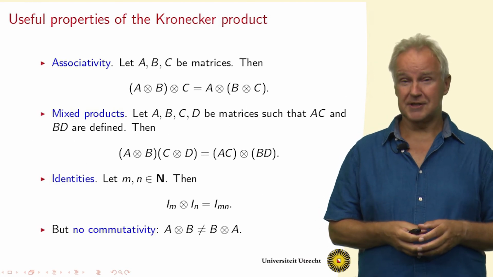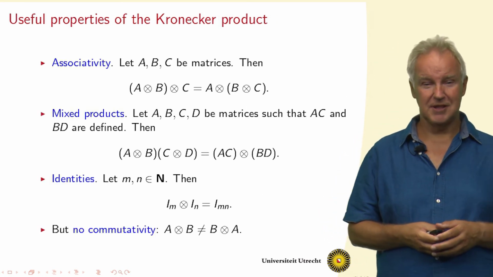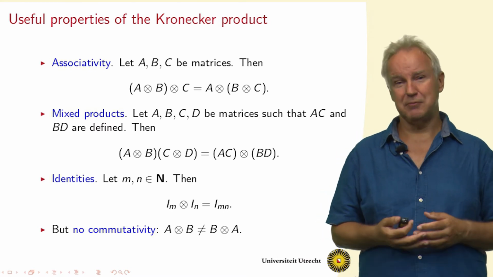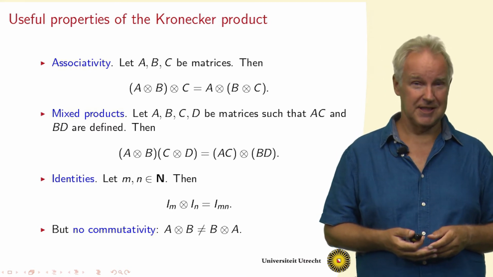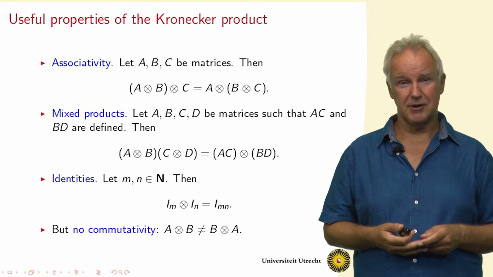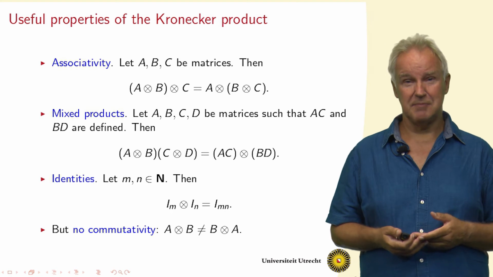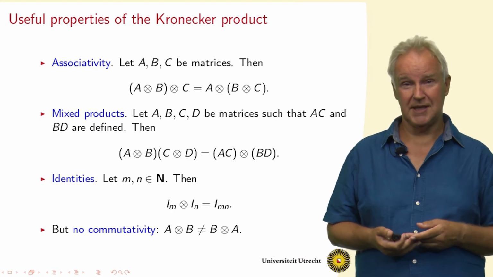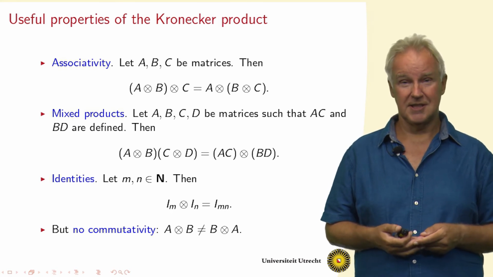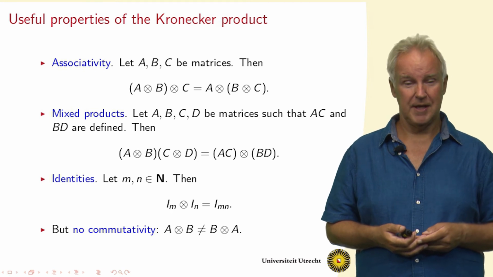Now, the Kronecker product has a number of useful properties. First of all, you don't need to write brackets. Associativity. If I do a Kronecker product of A times B and then times C, it's the same as first multiplying B and C in the Kronecker sense and then multiplying by A.